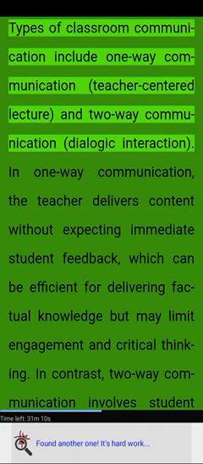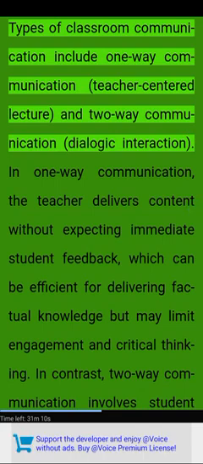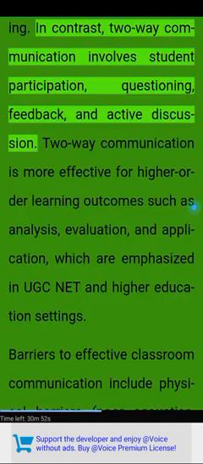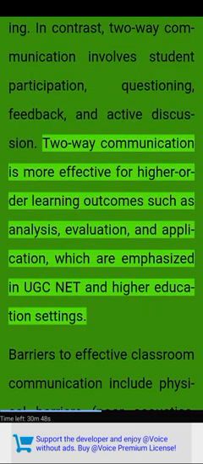Types of classroom communication include one-way communication, the teacher-centered lecture, and two-way communication, dialogic interaction. In one-way communication, the teacher delivers content without expecting immediate student feedback, which can be efficient for delivering factual knowledge but may limit engagement and critical thinking. In contrast, two-way communication involves student participation, questioning, feedback, and active discussion. Two-way communication is more effective for higher-order learning outcomes such as analysis, evaluation, and application, which are emphasized in UGC NET and higher education settings.